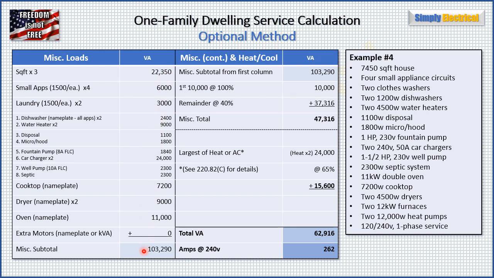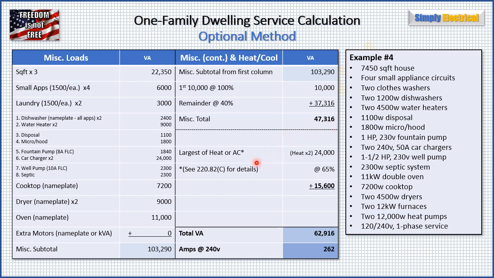We get 103,290 VA for our miscellaneous subtotal. Slide that number up here. We take the first 10,000 at 100%. That leaves us with 93,290. 40% of that is 37,316. Add back in our 10,000. We get a miscellaneous total VA of 47,316.